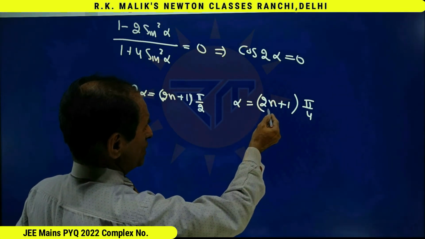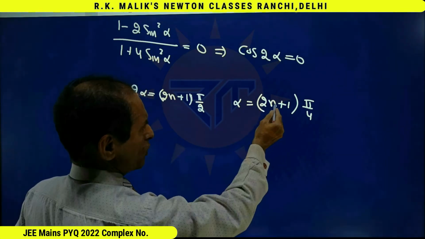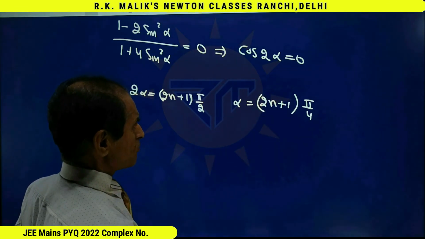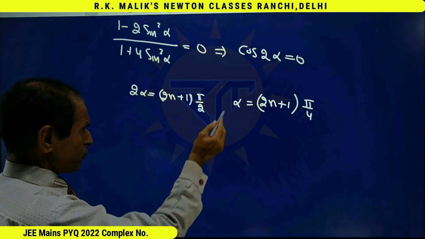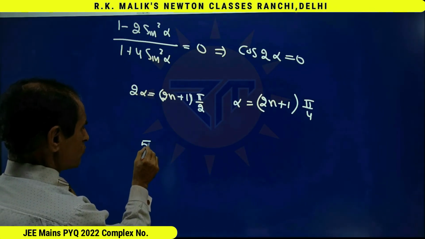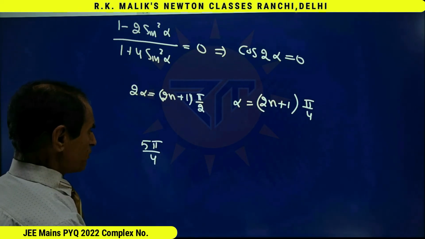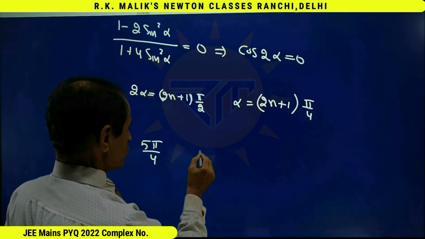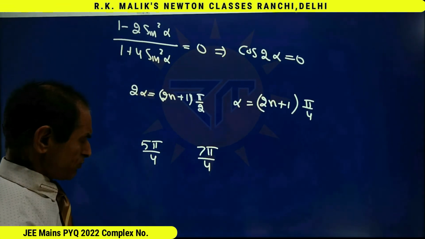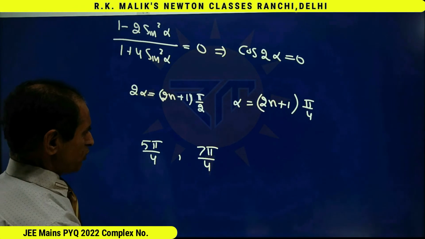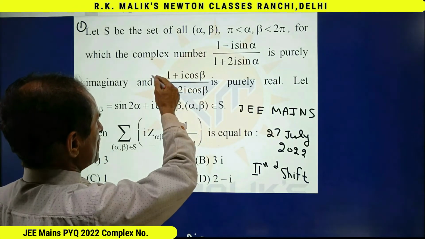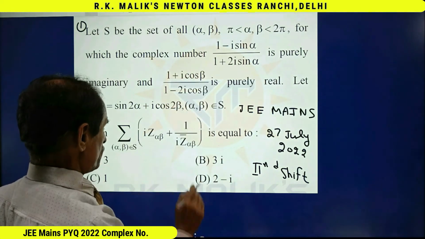Clearly, for n equal to 2 and 3, the value of alpha will lie in the interval pi to 2 pi. For n equal to 2, I get the answer 5 pi by 4. For n equal to 3, I get the answer 7 pi by 4. Hence, the possible values of alpha are these two. And the next step is to find the imaginary part of it.